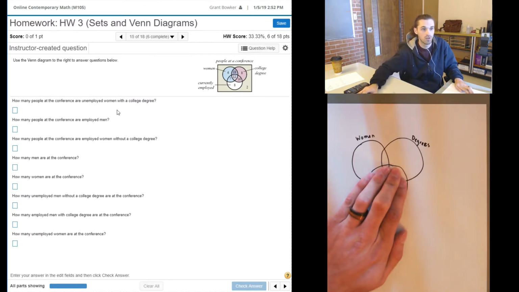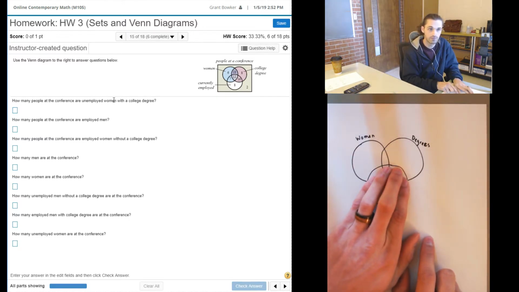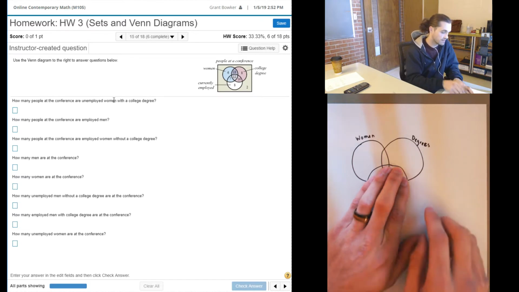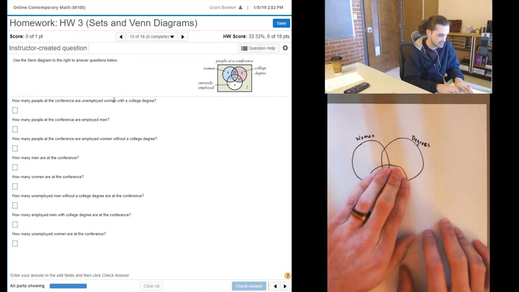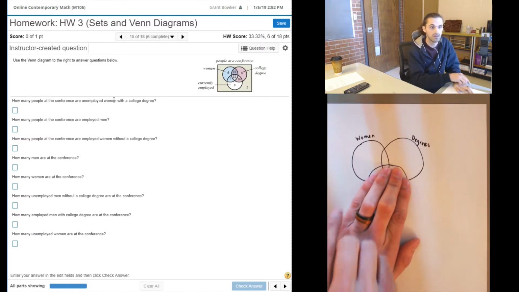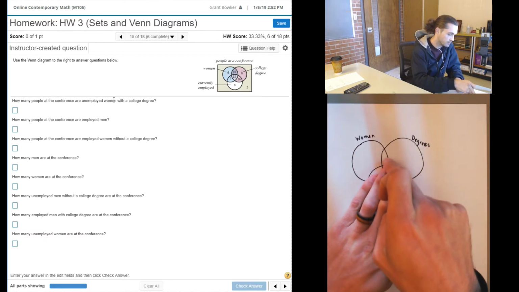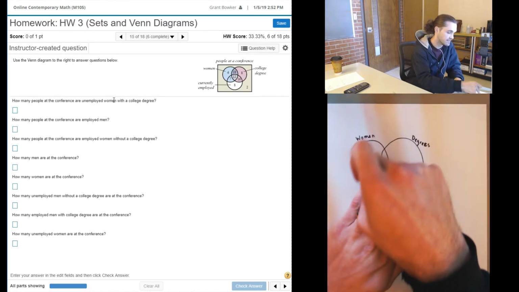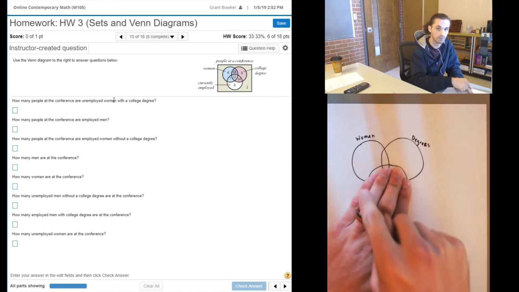Similarly, we want women, so we want unemployed women. Well, women is this set here. So you have to live outside of the employed set, so cover that up, forget it even exists. And then you have to live inside of the woman set. So you will be somewhere inside of this woman set and outside of the currently employed set.